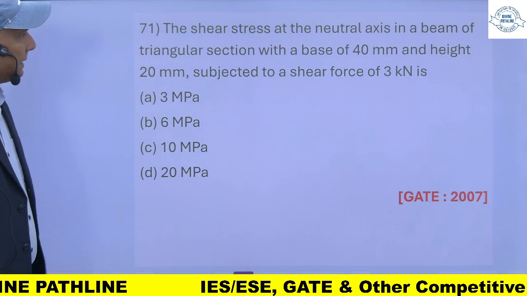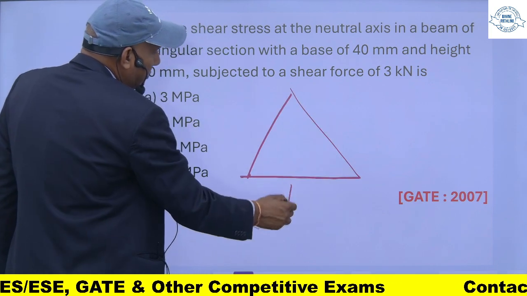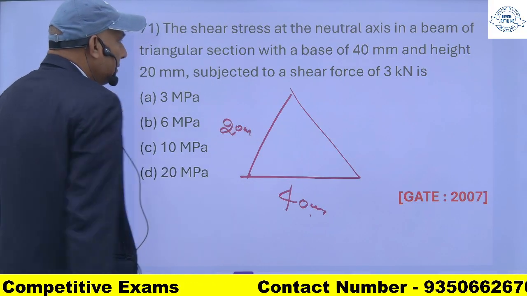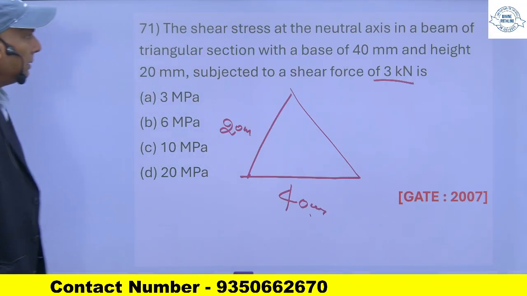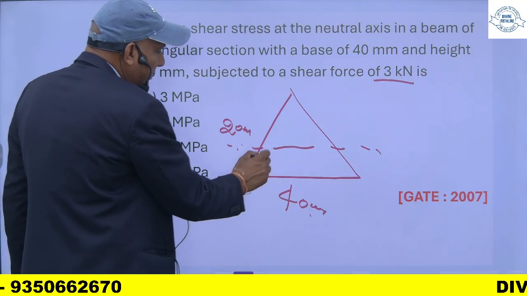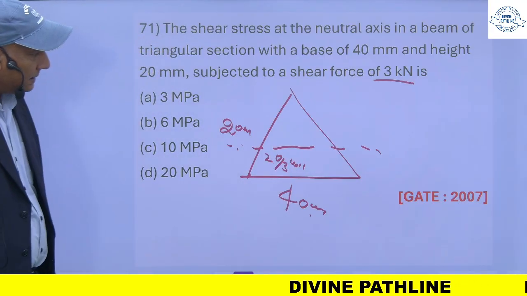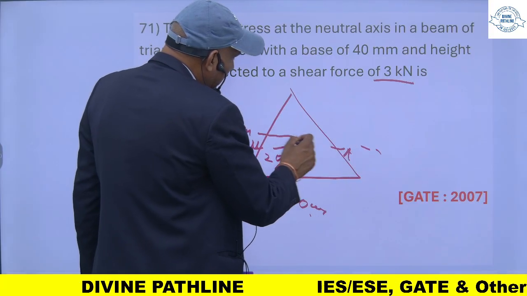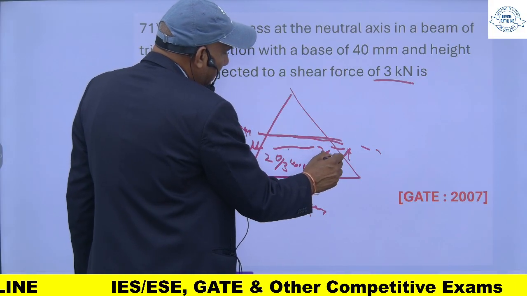The shear stress at the neutral axis of a beam of triangular section, of base 40 mm and height 20 mm, subjected to a shear force of 3 kilonewton, is how much at the neutral axis? So the neutral axis is 1 by 3 of this one. Remember, shear stress in this case is not maximum at the neutral axis, rather it is maximum at half of this height. Half of 20 means 10 mm.